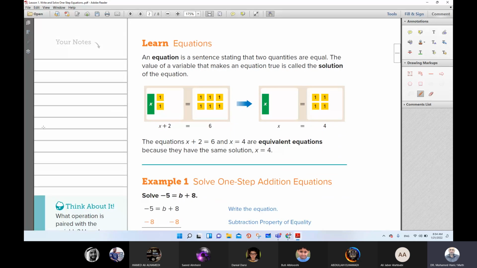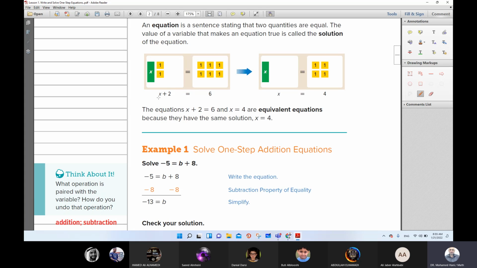The second idea, equations. What's the meaning of an equation? An equation is a sentence stating that two quantities are equal. The value of a variable that makes an equation true is called the solution of the equation. The solution of the equation.